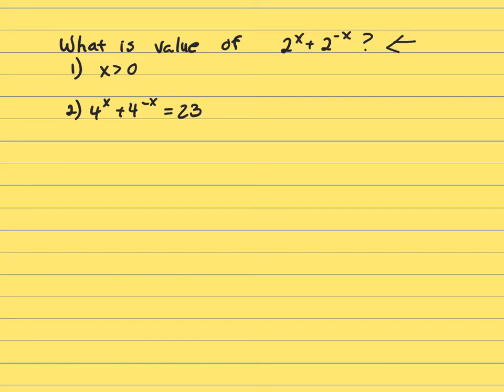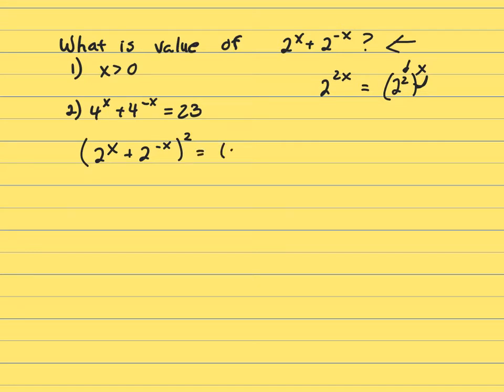So if I look at clue 2, I've got 4 as a base. If I had a 2 to the 2x, I could rewrite that as 2 squared raised to the x. When you have a power to a power, you multiply. And then 2 times 2, of course, would give you a 4. So what I want to do is start with 2 to the x plus 2 to the negative x, and I want to square this thing.